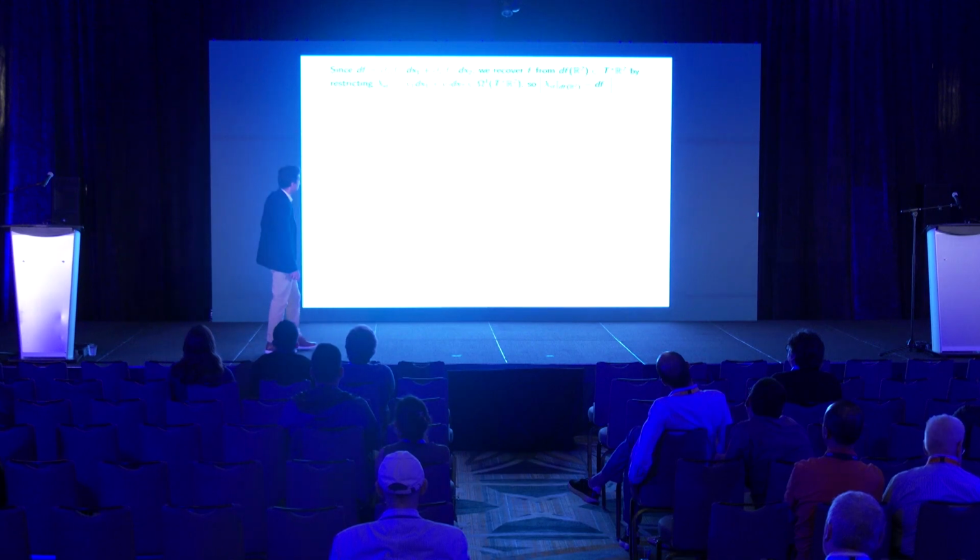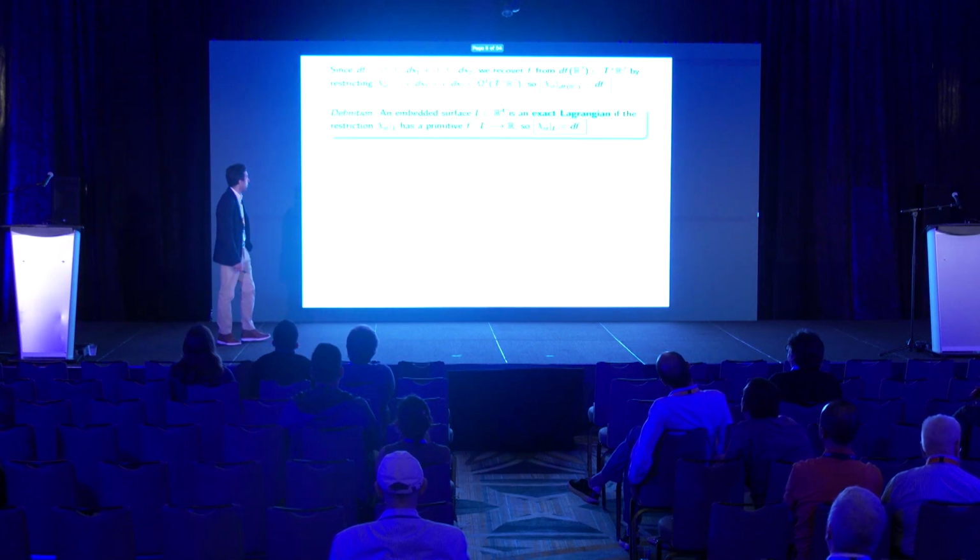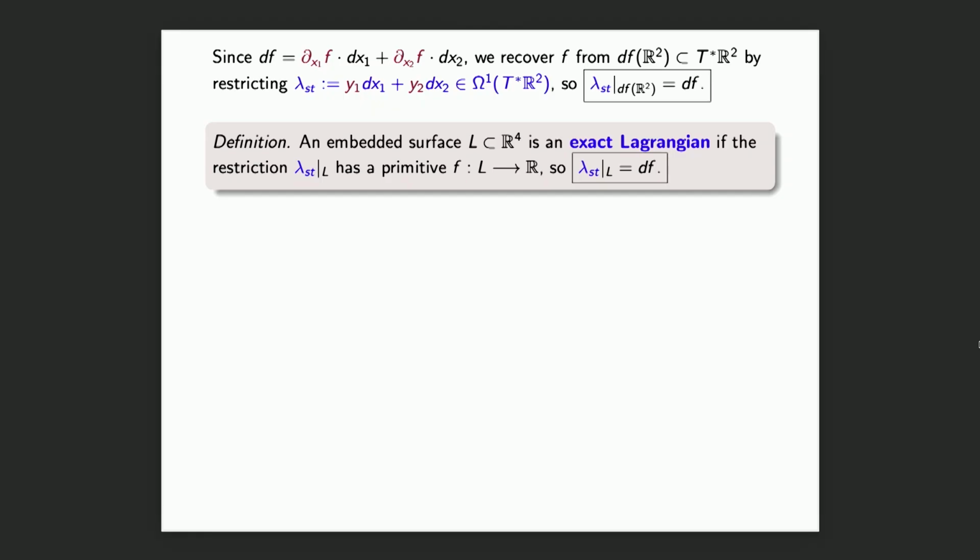All right. Definition that generalizes that, well, let's just say that an embedded surface L inside of R4 is said to be an exact Lagrangian if, when I restrict lambda to this L, it does have a primitive, which is to say lambda restricted to my surface L is of the form df for some f. Are we OK with that?